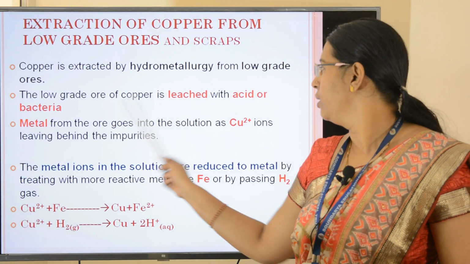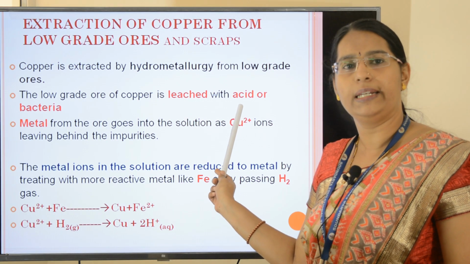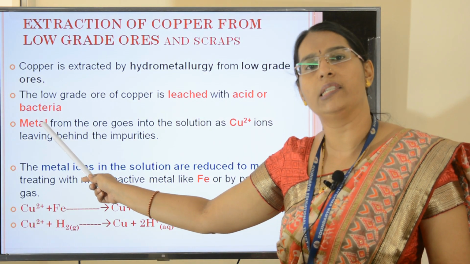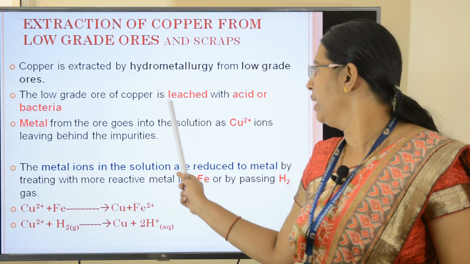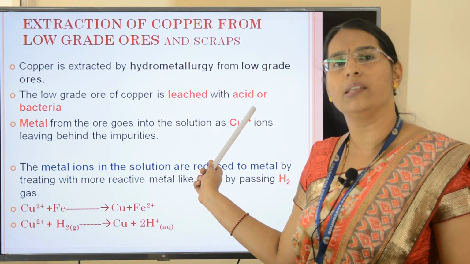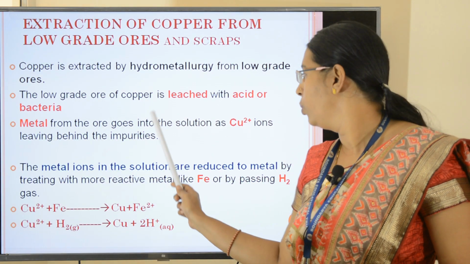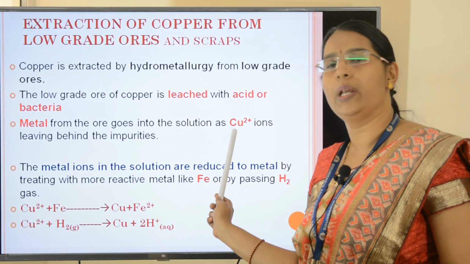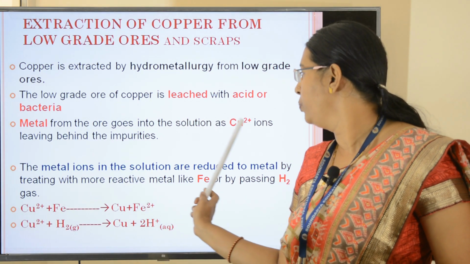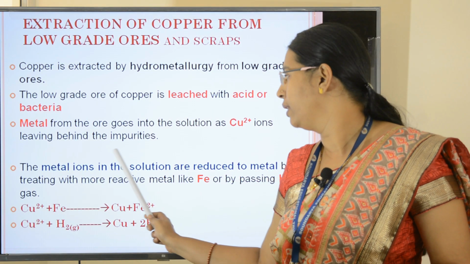agent. Here, the low grade copper is initially leached with some acid like sulfuric acid, or sometimes some bacteria are also used for the leaching process. So the leaching agent used is either bacteria or sometimes a dilute acid like sulfuric acid. Then the metal from the ore goes into the solution as Cu2+ ions, cupric ions, leaving behind the impurities. Only the pure metal goes into the solution in the form of cupric ions, leaving behind the impurities.